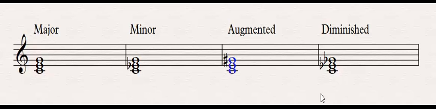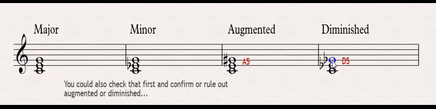With the augmented and the diminished, if you want to check that you've got them right, there should be an augmented interval between the bottom and the top note. So the C to the G sharp is an augmented fifth. In the diminished, the C to the G flat is a diminished fifth. So if that ends up being right, you know you've got your thirds right.